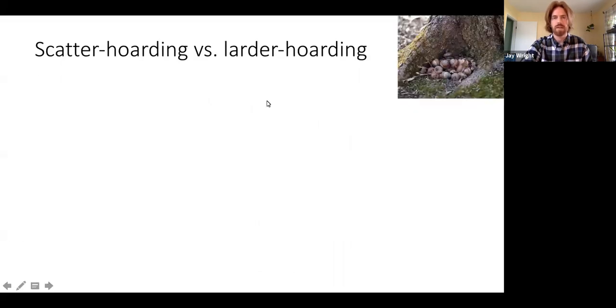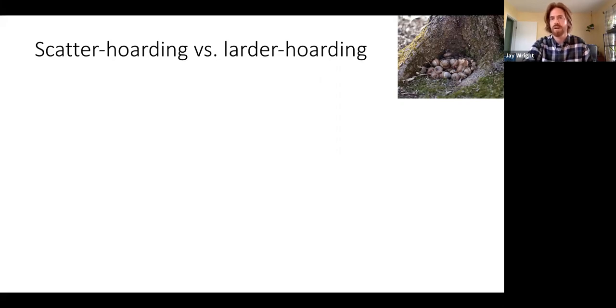So the reason that the blue jays are so good at this, so one, of course, they have wings, so they can fly, and it's much easier for them to take the acorns long distances. But the way that they cache nuts is also really beneficial. So they're scatter hoarders and not larder hoarders.